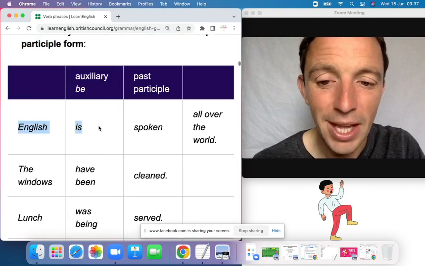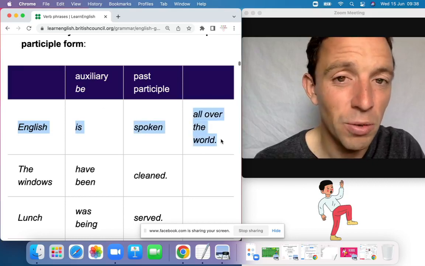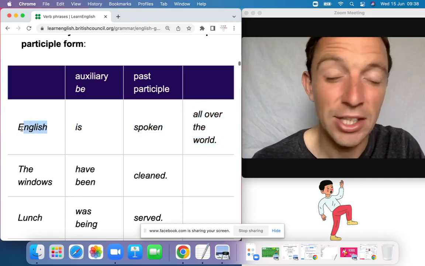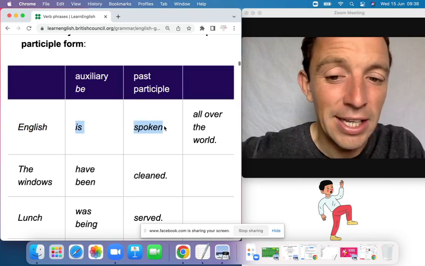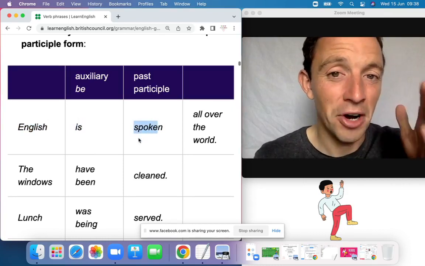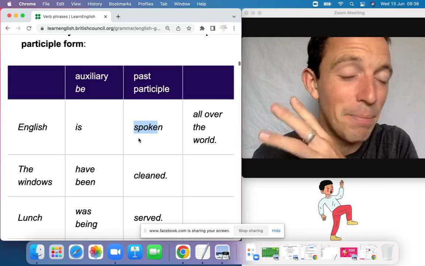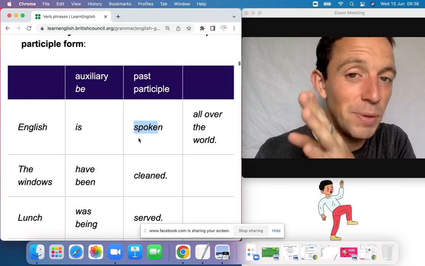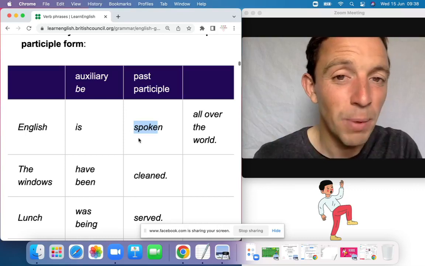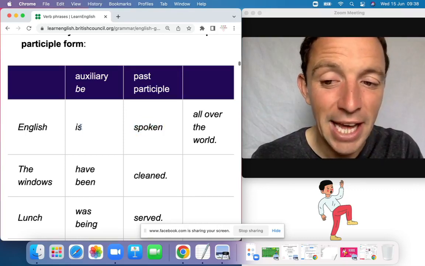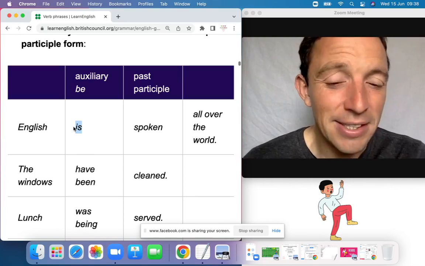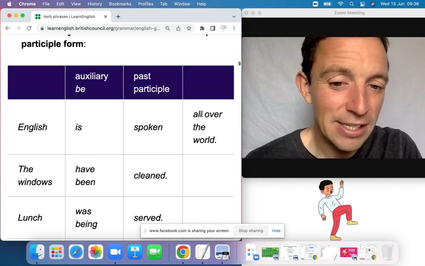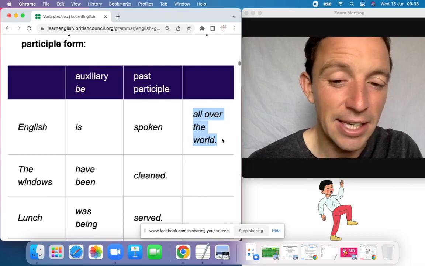English is spoken all over the world. English is the subject, is connected with spoken. Speak is the main verb in the past participle form. It's irregular. Speak, spoke, spoken. Spoken is the past participle, and the verb to be is the auxiliary. In the present, all over the world is the object of the sentence, I think.